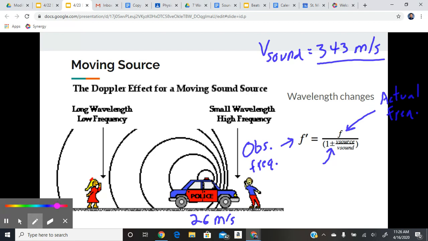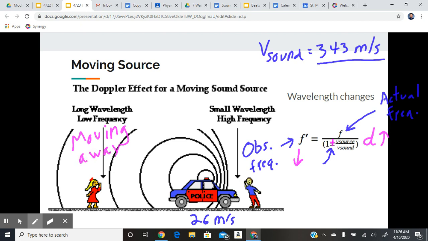So let's say I'm going to add. I'm going to be increasing the value of that denominator. And when I increase the value of my denominator, what that's going to do to my observed frequency is decrease that observed frequency. All right, so when you add is when it applies to a source moving away, is when you'll use addition.